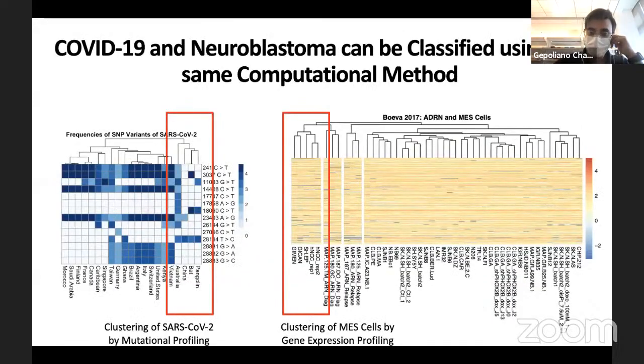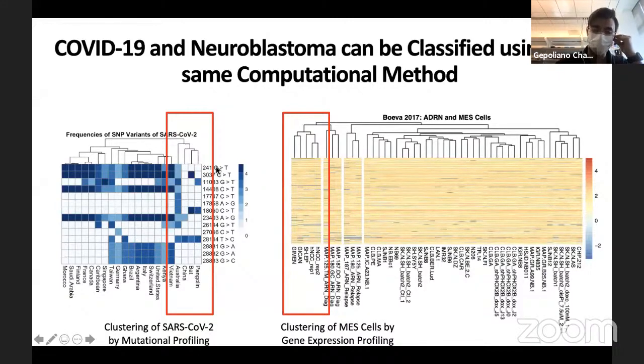So I am going to end my talk by showing you one thing that is really interesting in my opinion, which is the fact that we can compare these very different types of diseases. On the right, I have a heat map of neuroblastoma. This is using the RNA-seq profile of neuroblastoma. Sorry if I said this is the left, this is the right image. On the left side here, we have a heat map showing the mutational profile of COVID-19.